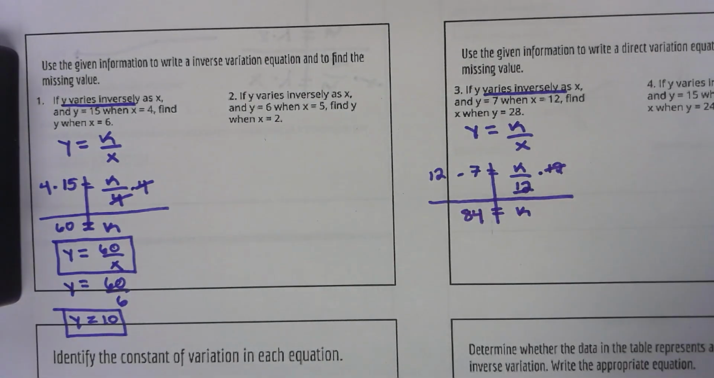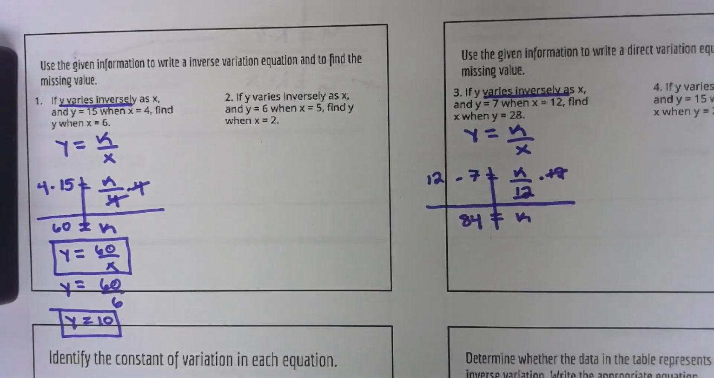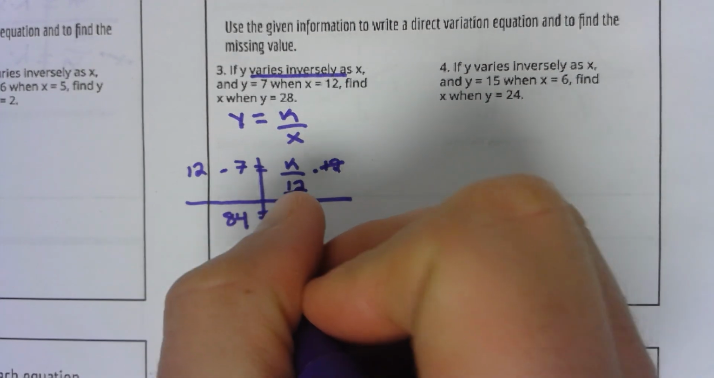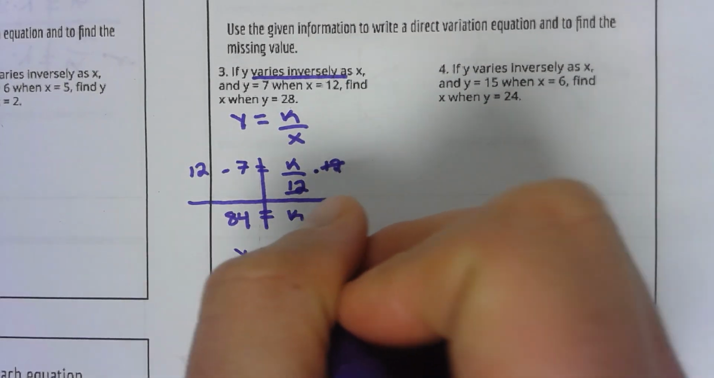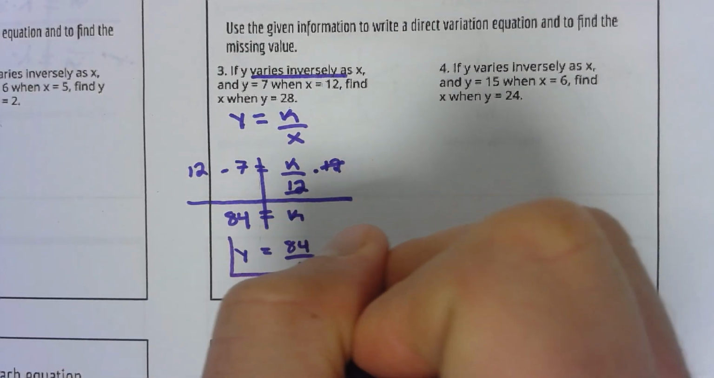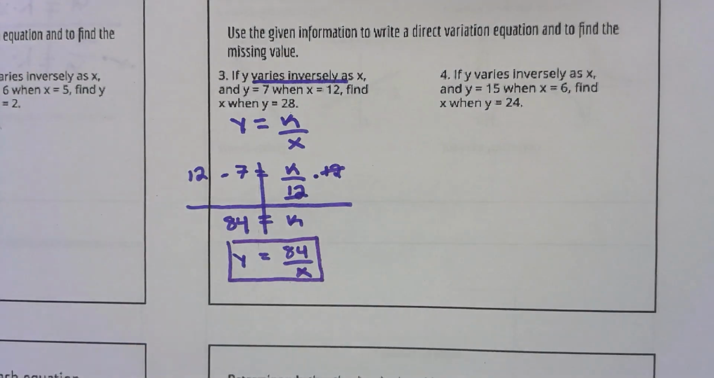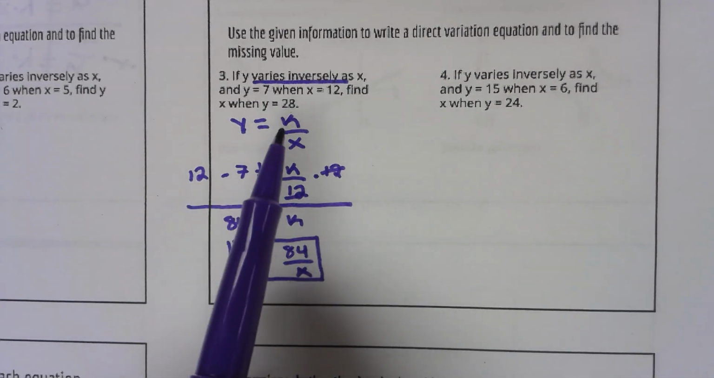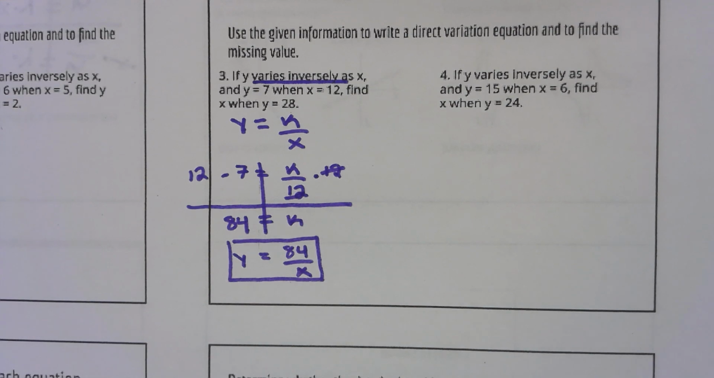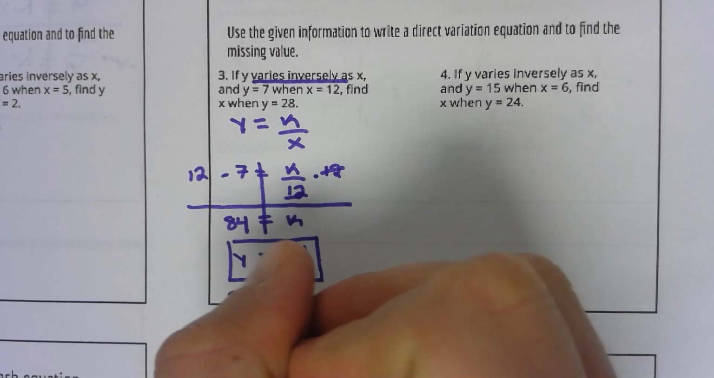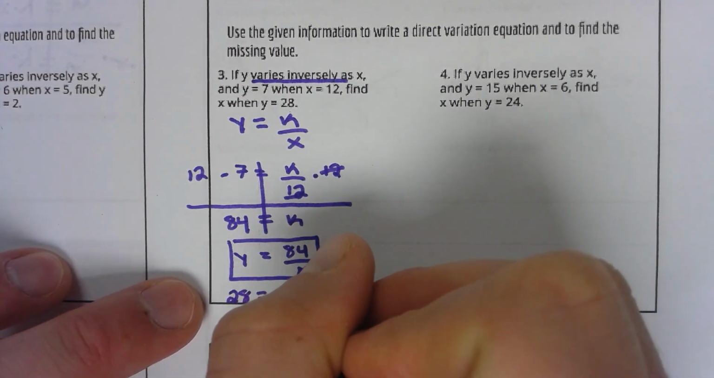Now that I know k, I can write the equation of this inverse variation, and that's y equals 84 divided by x. Now that we have the equation, we can use it to solve for a missing variable. And this time, we're given a value for y, and we need to solve for x. So I'm going to let y be 28, and it equals 84 divided by x.